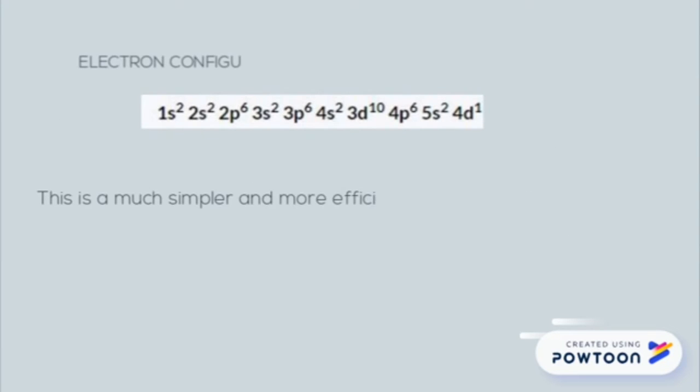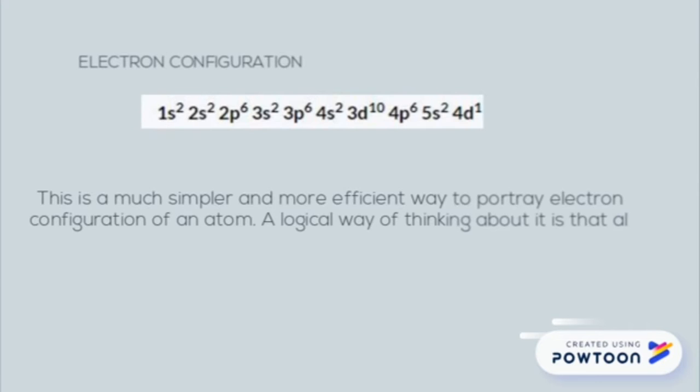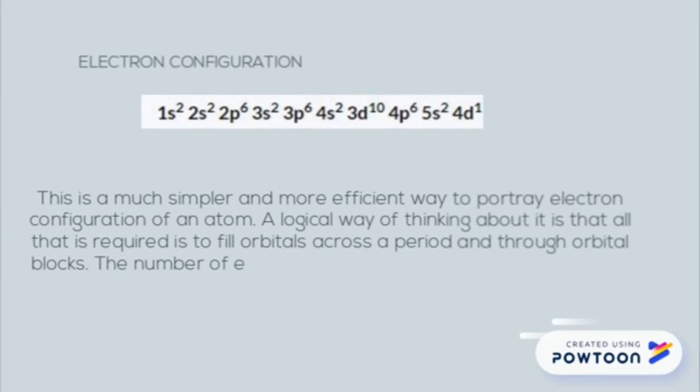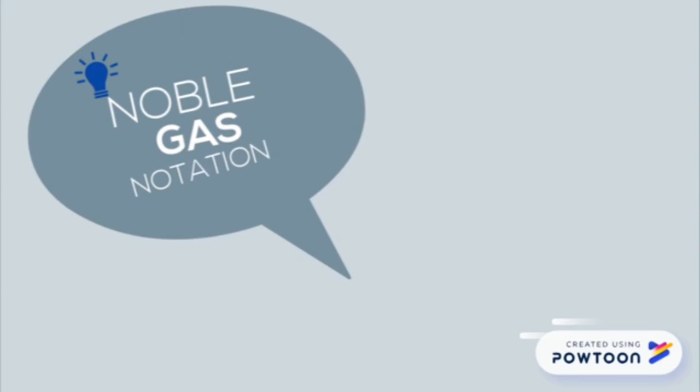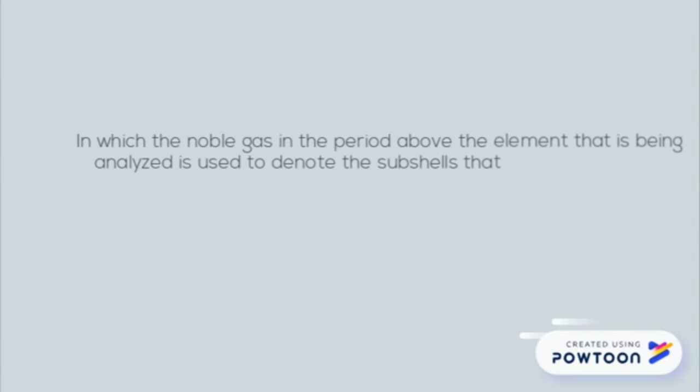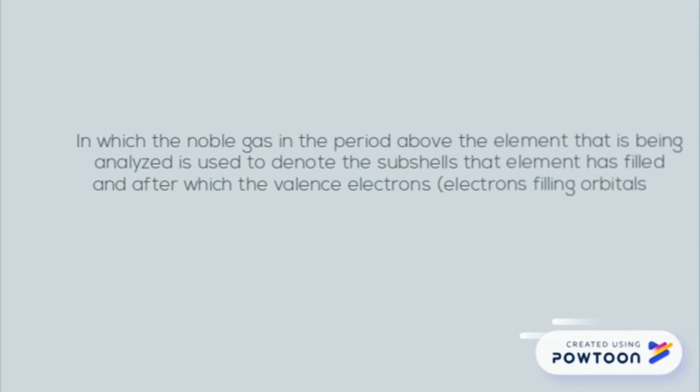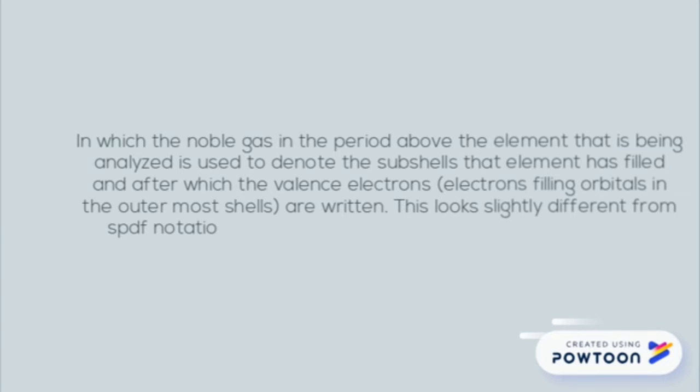The electron configuration. This is a much simpler and more efficient way to portray the electron configuration of an atom. Noble gas notation, in which the noble gas in the period above the element being analyzed is used to denote the subshells that are filled, after which the valence electrons are written. This is slightly different from SPDF notation as a reference noble gas must be indicated.